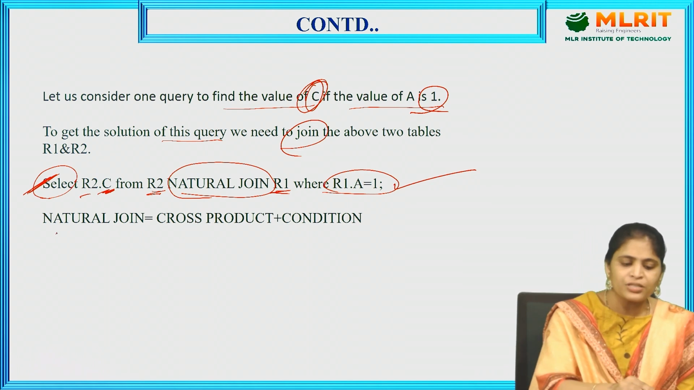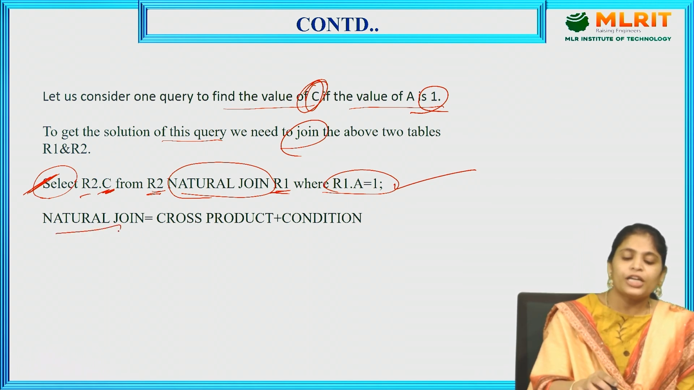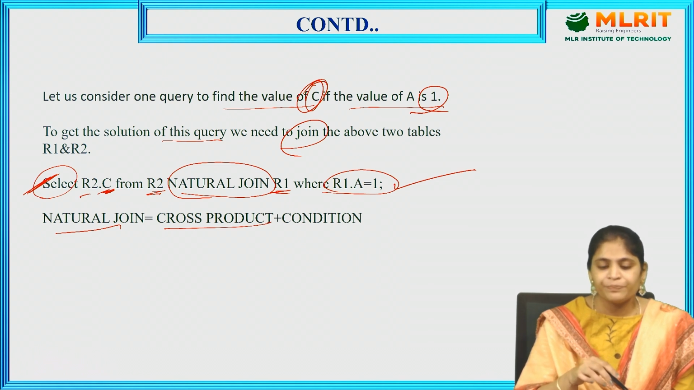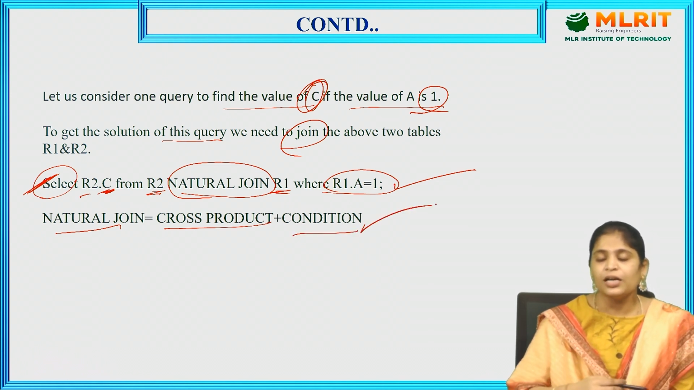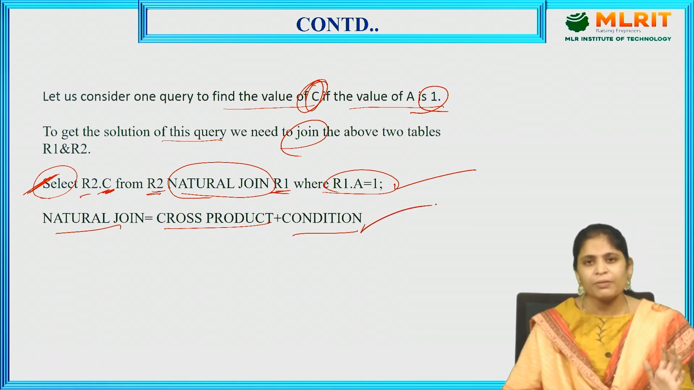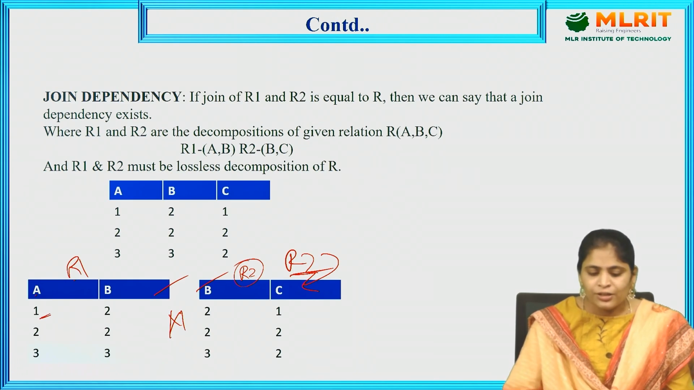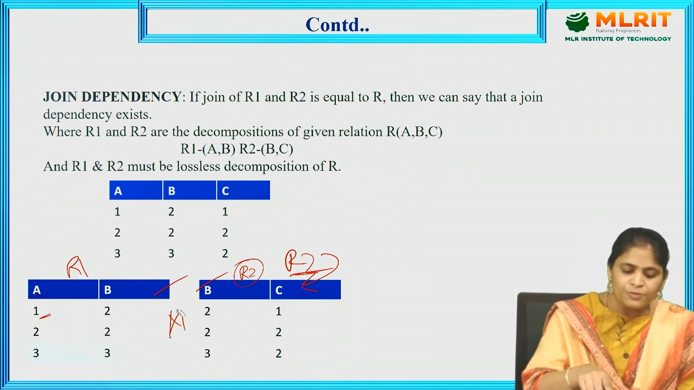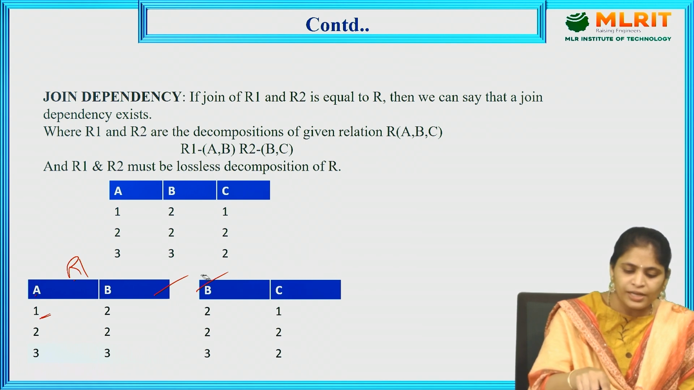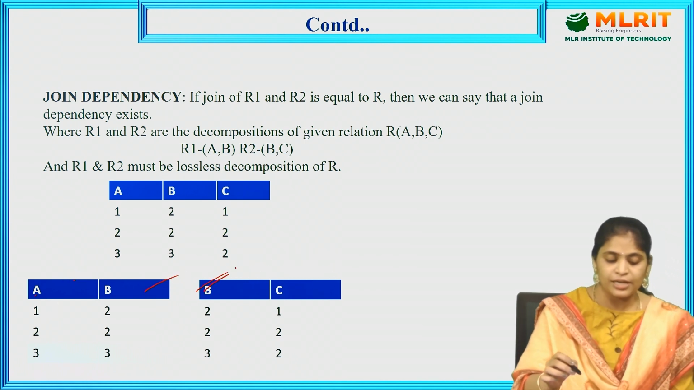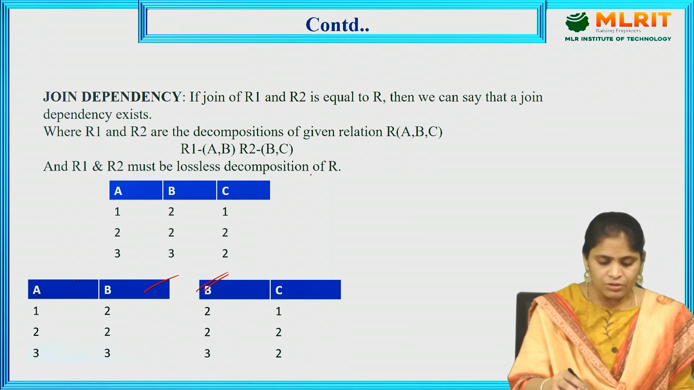What will the natural join operation do? It will do the cross product, that is the Cartesian product, plus it will satisfy the condition based upon some condition. This is our main intention. Now, let us do the cross product here. What will we get? The Cartesian product of these two tables. So, what will be here?